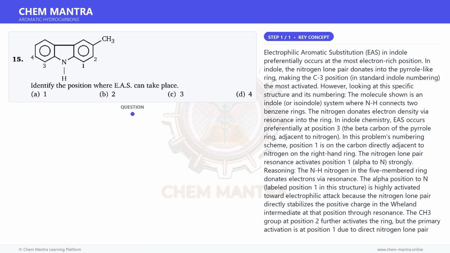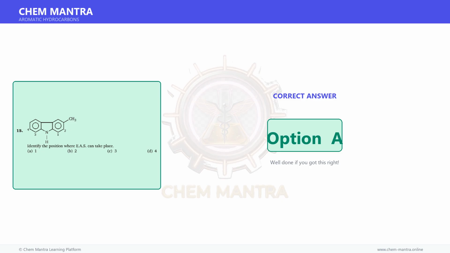Positions 3 and 4 are on the benzene ring fused to the nitrogen-containing side. These positions are less activated compared to position 1, which is directly alpha to the nitrogen atom, where nitrogen lone pair resonance is most effective. Therefore, the correct answer is option A.